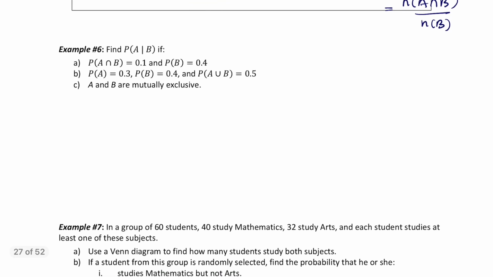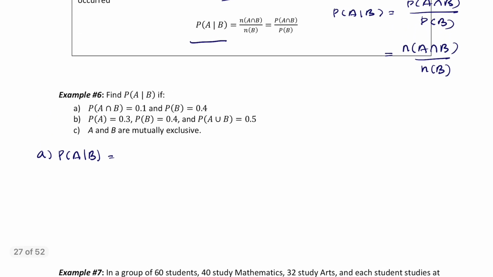Okay, then let's try to apply this formula into an actual case. So here, example number 6, we need to find PA bar B if, question A, the probability of A intersect B equals 0.1 and PB is equal to 0.4. So question A, we have to find the PA bar B, right? PA bar B, according to the formula, is the same as PA intersect B over PB. So we can say this is the same as 0.1 over 0.4, which is equal to 1/4.